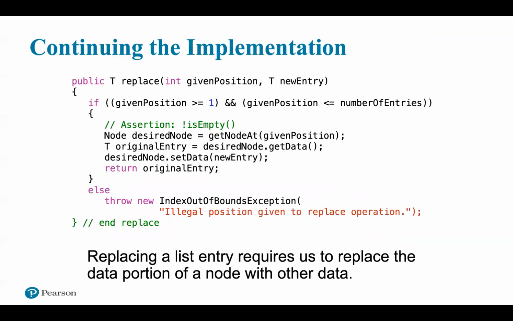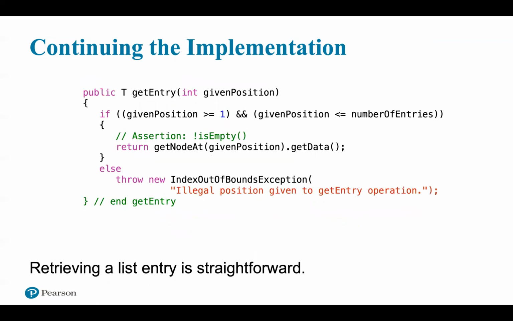Okay, let's look at the method replace. Replacing a list entry requires us to replace the data portion of the node with other data. We can use the private method getNodeAt to locate the node and then simply replace its data portion. Before calling getNodeAt, we check that the list is not empty and the given position is valid. And so the implementation appears as we're shown here. For the method getEntry, retrieving a list entry is straightforward and we have it listed here.